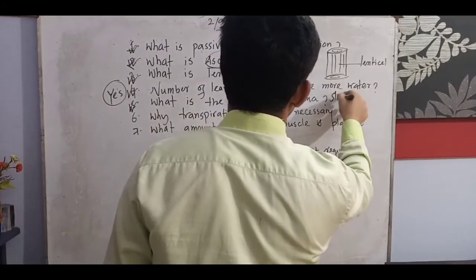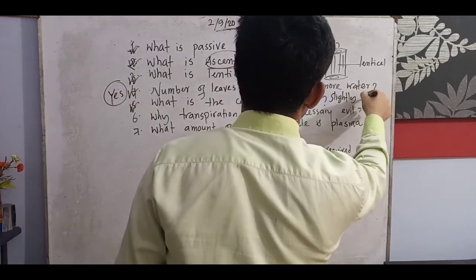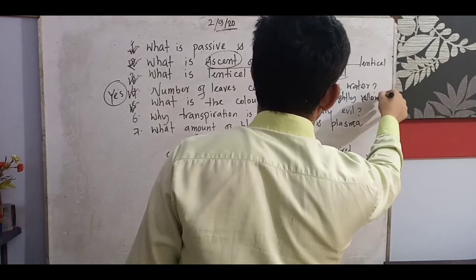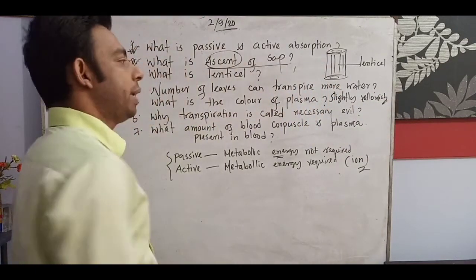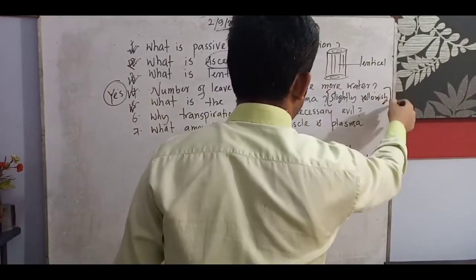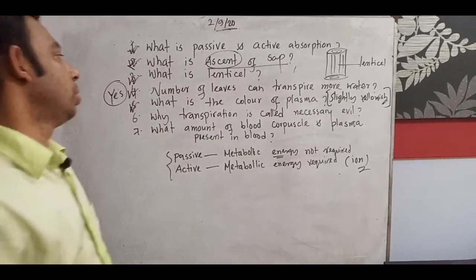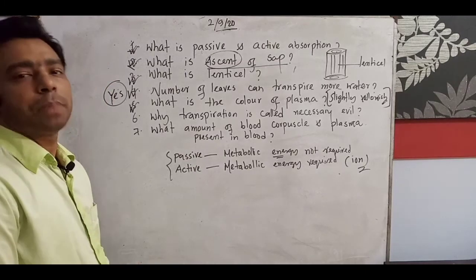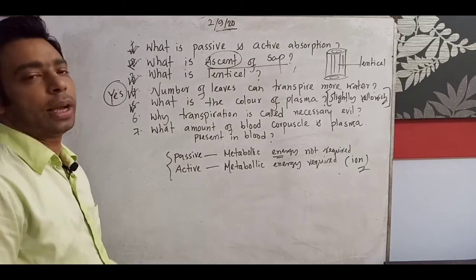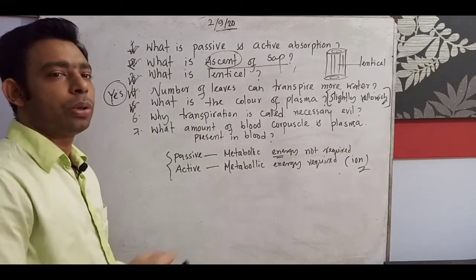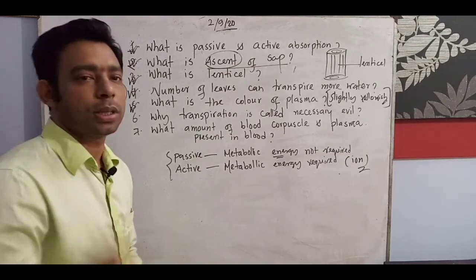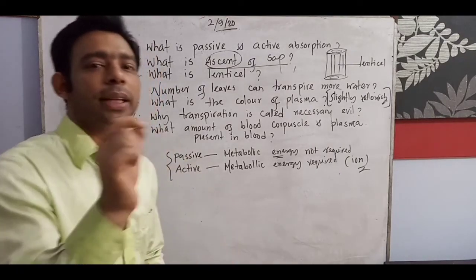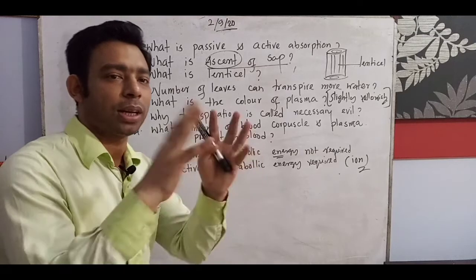Slightly yellowish. Why is it known? Why are we thinking about that? The color of the plasma is slightly yellowish, my dear students. If we think red, it is wrong, because the blood corpuscles or blood cells having the RBC, red blood cell, contain the hemoglobin, and the color of hemoglobin is red, so blood color is red.